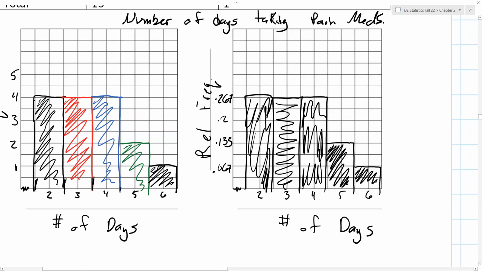Now, take a look at the shape of those two graphs, and what do you see? You see that those two graphs look the same. The only difference between them is going to be the scale of the y-axis. It does not change the shape. The shape stays the same between frequency and relative frequency. The only change is going to be that y-axis scale.